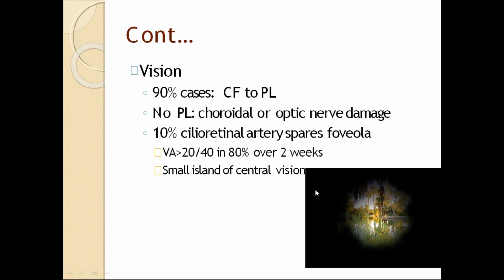So some patients will not have even perception of light because there is damage even to the optic nerve, because the central retinal artery is the main artery which supplies the retina. So there will be damage to the optic nerve and choroid also. So the fovea is spared if there is a cilioretinal artery, usually in 10 to 20% of patients. Visual acuity will be 20/40 in 80% after 2 weeks.